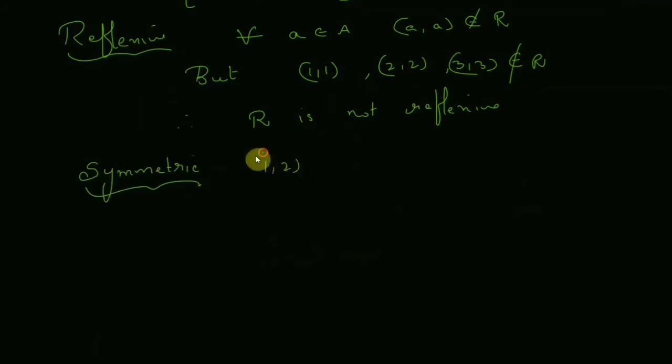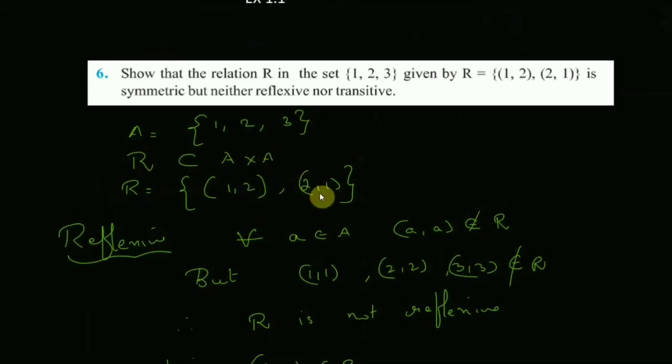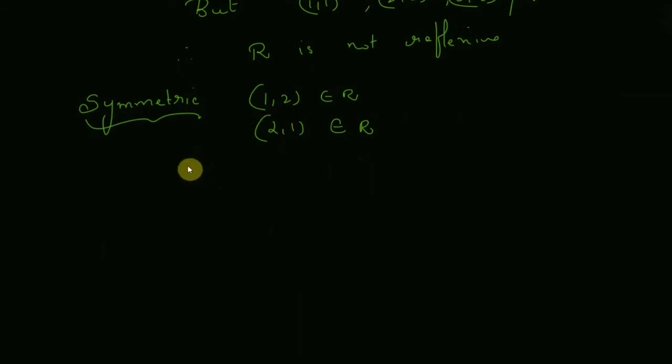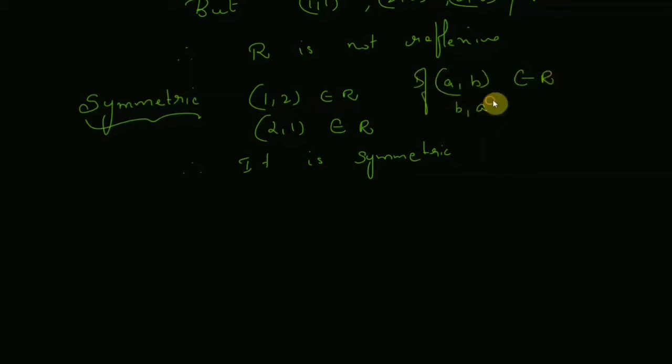Is it symmetric? (1, 2) belongs to R. Its reverse pair (2, 1) is also there. If you take (2, 1), its reverse pair (1, 2) is also there in R. Isn't it? Therefore, it is symmetric. So what is the definition of symmetric? If (a, b) belongs to R, (b, a) should be there in R. So it is there, so it is symmetric.